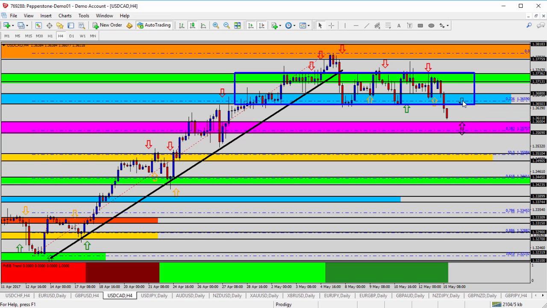So sellers, you're looking for the challenge of the blue zone, a break of the pink zone. Buyers are watching the pink zone as an area of support and potential reversal to go back up in the direction of the previous trend for the dollar CAD this week.